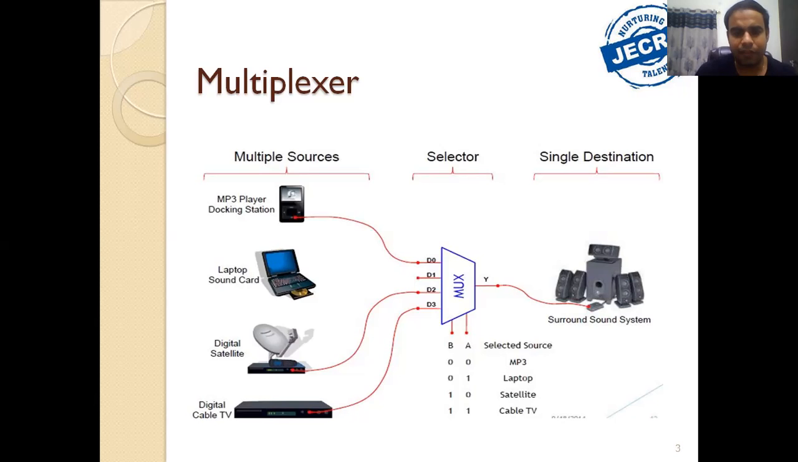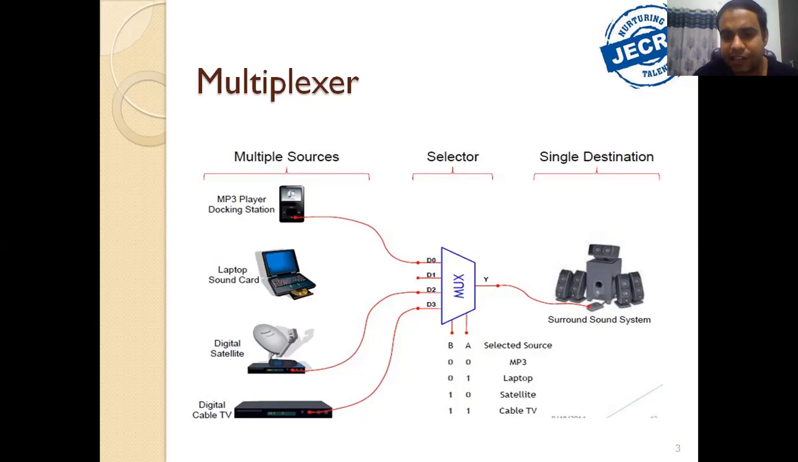Now I want to play music from my MP3 player only, but I have 4 inputs, so I need to select only one. To select the MP3 player, I assign it as D0. Now, how will D0 be selected? This will be selected based on the selection lines. The selection lines are given here as A and B. Now, A and B are binary, and we know that in digital format there are only 2 values, 0 and 1.